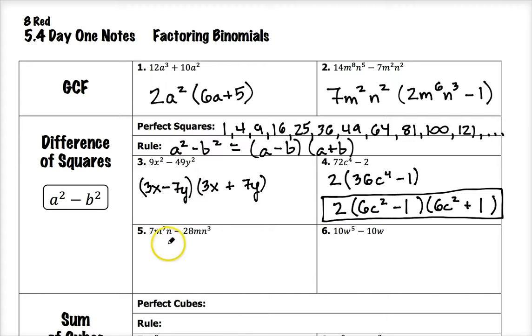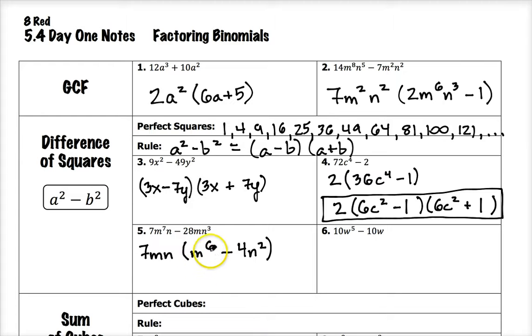Okay, number 5. So again, start with the GCF. I see a 7 that I can factor out of 7 and 28. You can also factor out an m from both terms and an n from both terms. So that's your GCF. You're left over with, in your first term, just m to the 6th, and then your second term would be minus 4n squared. So again, this is a difference of squares left over here in the binomial.